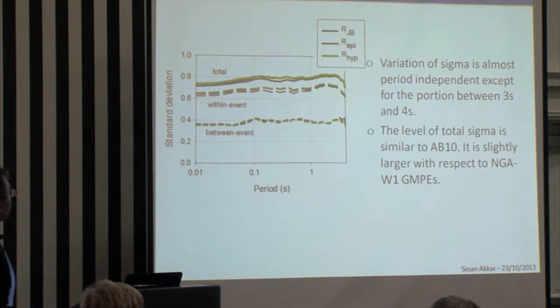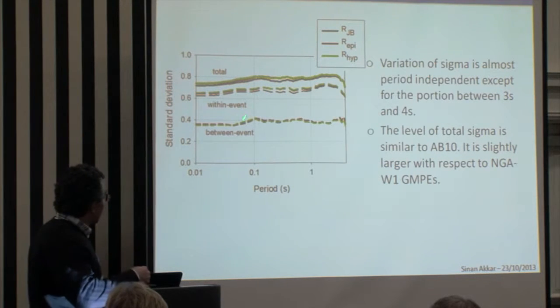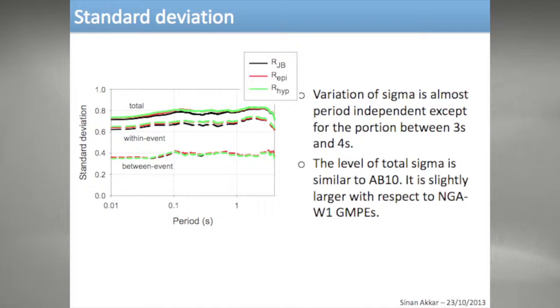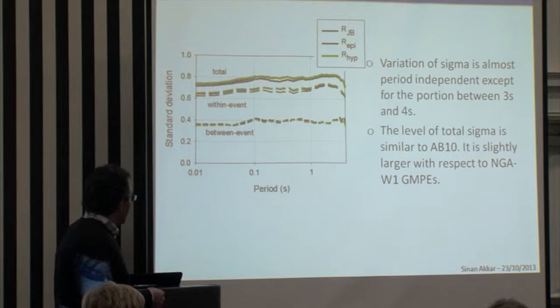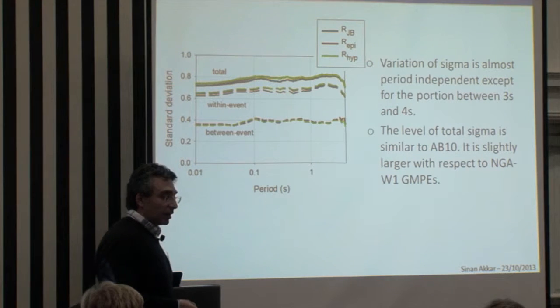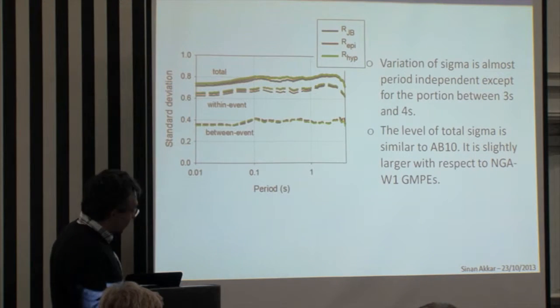Okay, so this is the variation of standard deviation. Some explanation: we derived our model for 3 different distance measures. So here I'm showing the between, within, and total sigma for those 3 different distance metrics. There is not too much difference for different distance metrics here. But essentially, the variation of sigma is almost period independent. But there is some period dependency for periods greater than 3 seconds, which is much more prominent in within-event and total sigma.